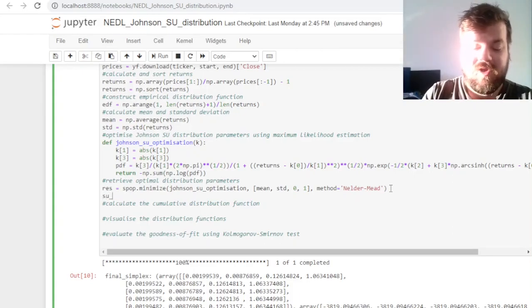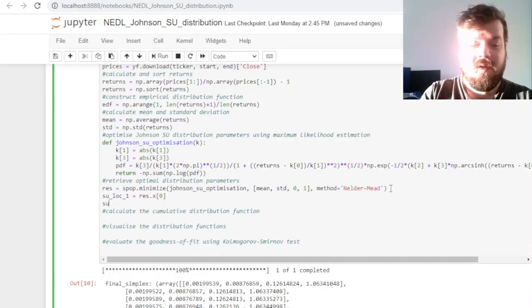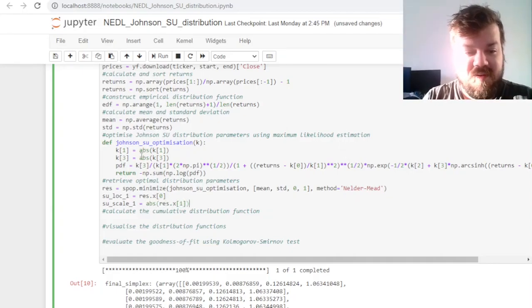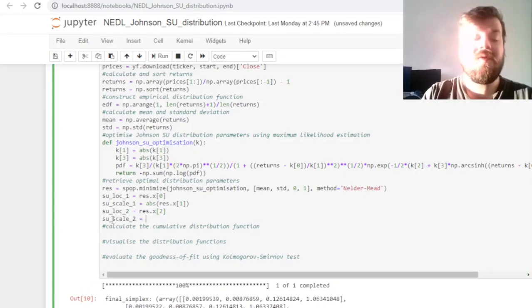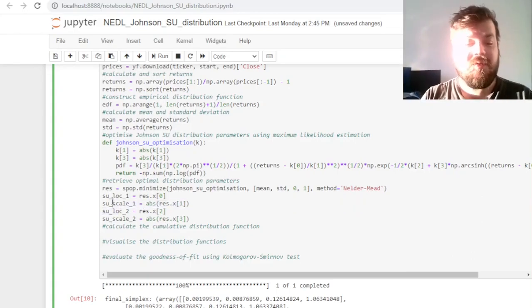So SU location 1 would be res x 0. SU scale 1 will be the absolute value of res x 1, again, keeping in mind this transformation that we used. SU location 2 would be res x 2. And SU scale 2 would be the absolute value of res x 3. So again, we've got two location parameters and two scale parameters.